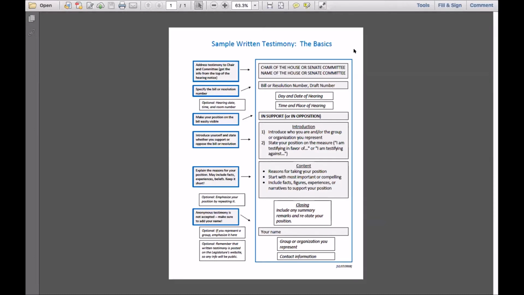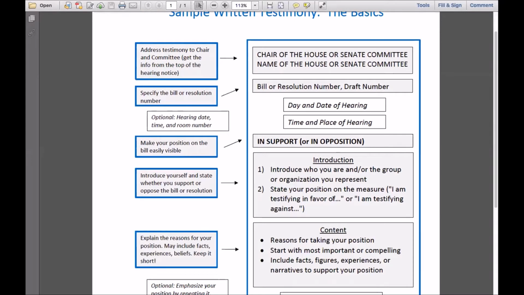In front of your screen there is the sample written testimony from the State Legislative Reference Bureau. I'm going to be adapting this to the county as necessary. You want to address the chair. So if the chair of a committee is Tina Wildberger, for example, you would say to Tina Wildberger, chair, and then the name of the committee that she's on. And as I said previously, you can get lots of examples on the capitol.hawaii.gov website.